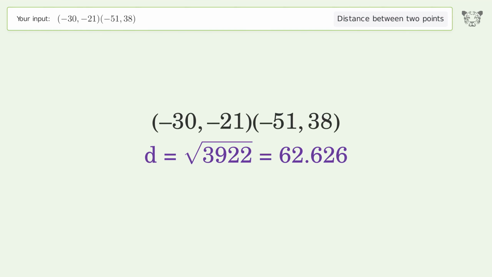The coordinates of point 1 are x1 equals -30 and y1 equals -21. The coordinates of point 2 are x2 equals -51 and y2 equals 38. D is the distance between the 2 points.